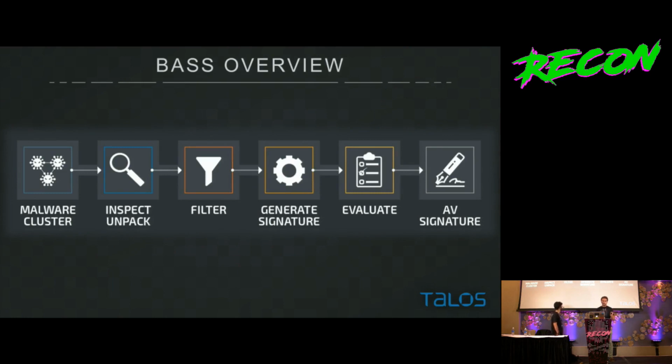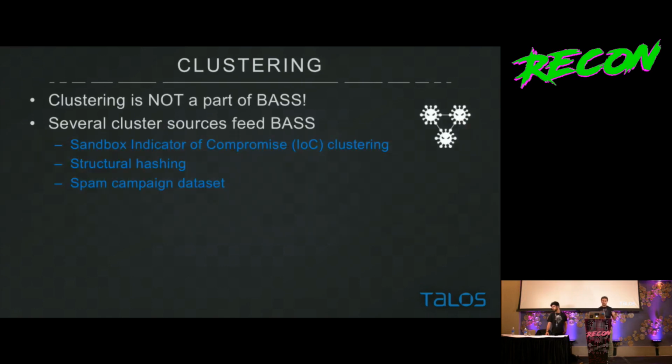So we start with malware clusters that we get from other systems. We inspect and unpack the files in those clusters. Then we filter out the files that we cannot treat in BUS. Finally, we generate a signature, which we then evaluate to see that it only covers malicious files and no goodware. And we publish the antivirus signature. So this was the high-level overview. Let's go a bit more into detail.